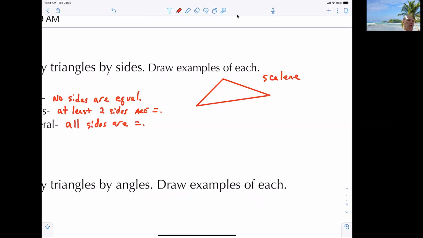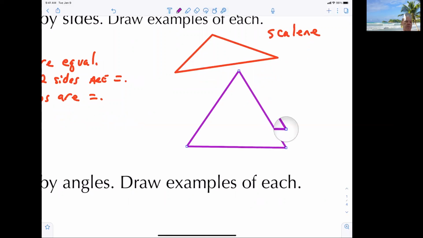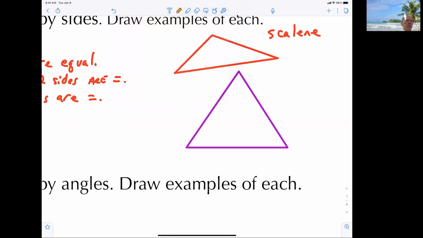Then you have to draw an isosceles. So I want everybody to draw an isosceles. Now, how do I know that's isosceles? Well, we don't yet. How do you mark isosceles? This tick mark and this tick mark. Everybody with me on those? Everybody see how those two sides are equal?